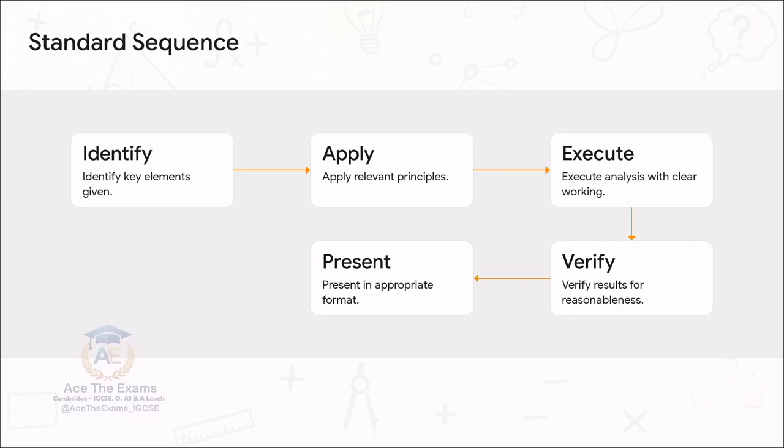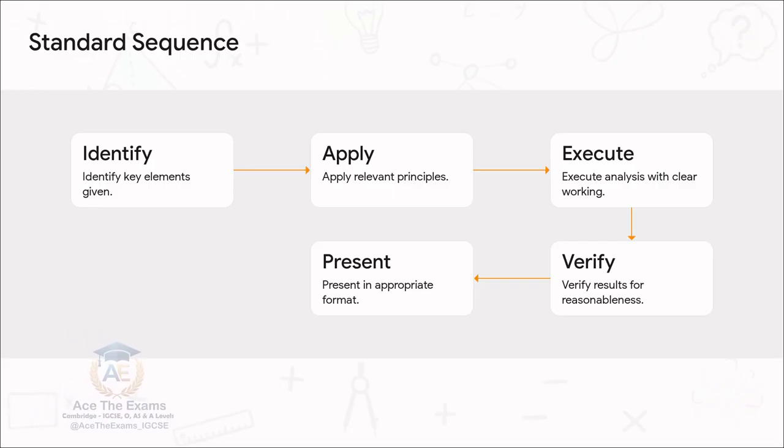Step 3. Execute analysis with clear working. Actually show the calculus. Don't skip steps in your head. Step 4. Verify results. Did you calculate a negative time? Well, time can't be negative in this physical context, so you must reject that root explicitly on the paper. Cross it out and write rejected.